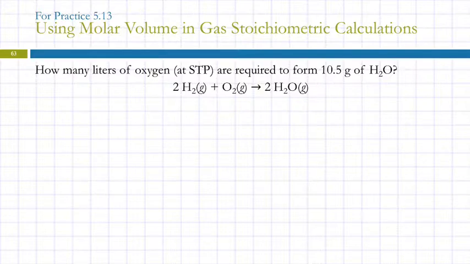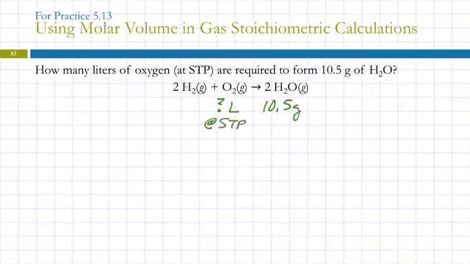How many liters of oxygen at STP are required to form 10.5 grams of water? Well, we've got one number here, 10.5 grams of water. So 10.5 grams of that. And what are they asking us for? Liters of oxygen. So here, question mark, liters, but then those beautiful letters, STP. That means things are going to be simpler.